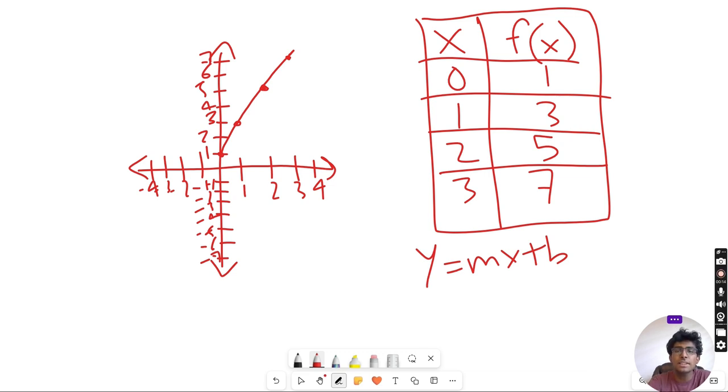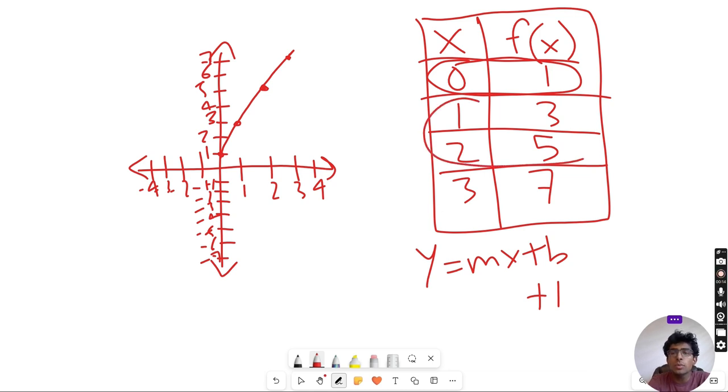So they give us this value, (0, 1). That is your y-intercept. That's where it's touching the y-axis. So my b is going to be plus 1. Okay, so now how can I find my slope? I want to use a different point now.